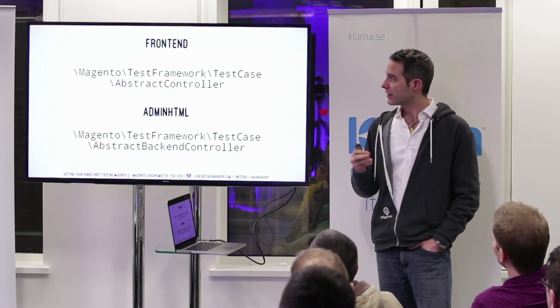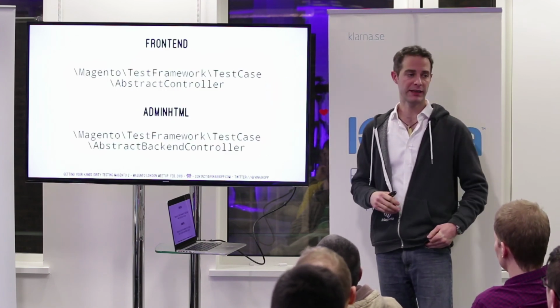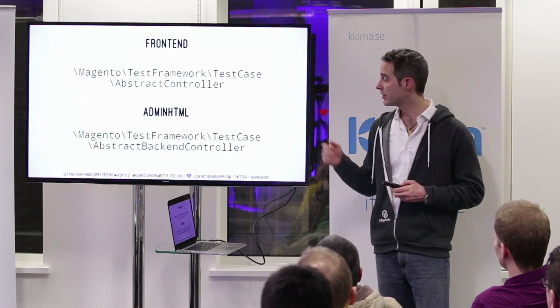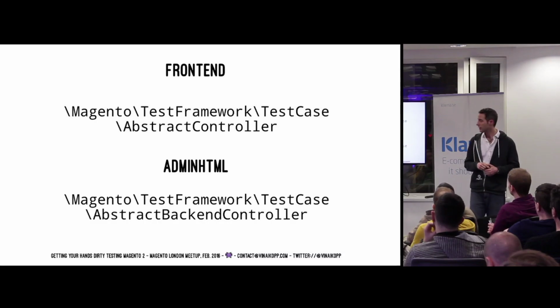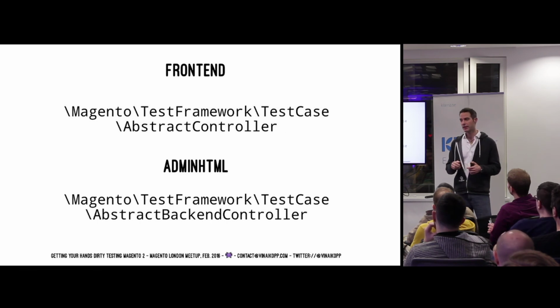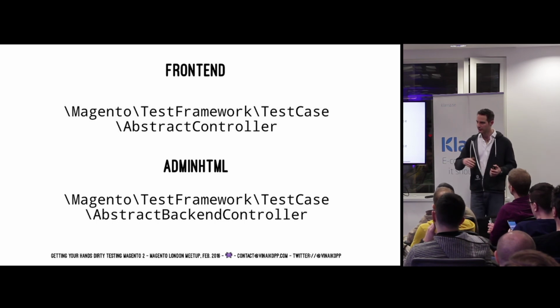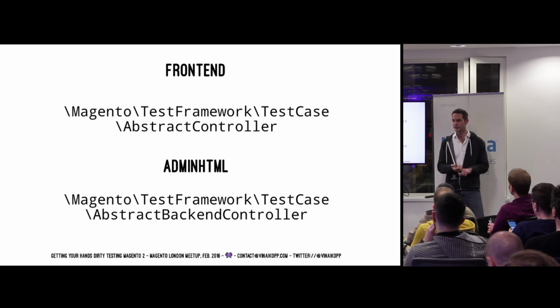There are two different abstract classes, abstract controller and abstract backend controller. If I want to write a test that tests such a controller, I want to extend one of these classes. Then I just have to call dispatch, and it will automatically take care of authentication or the secure admin key and all that stuff. So it's much easier to test my code, actually.